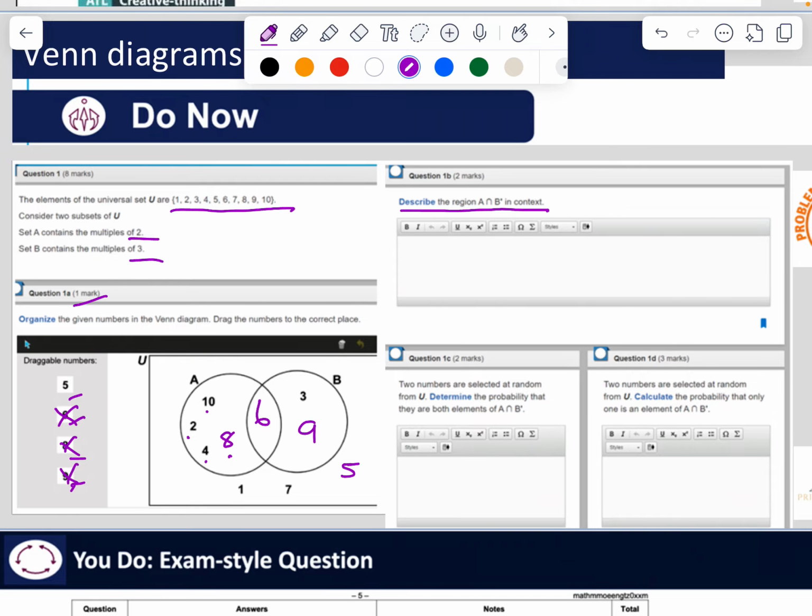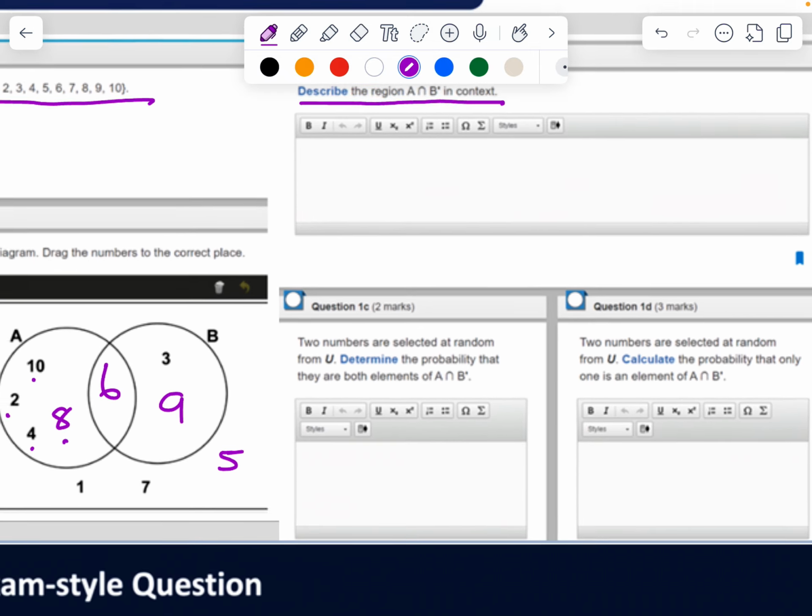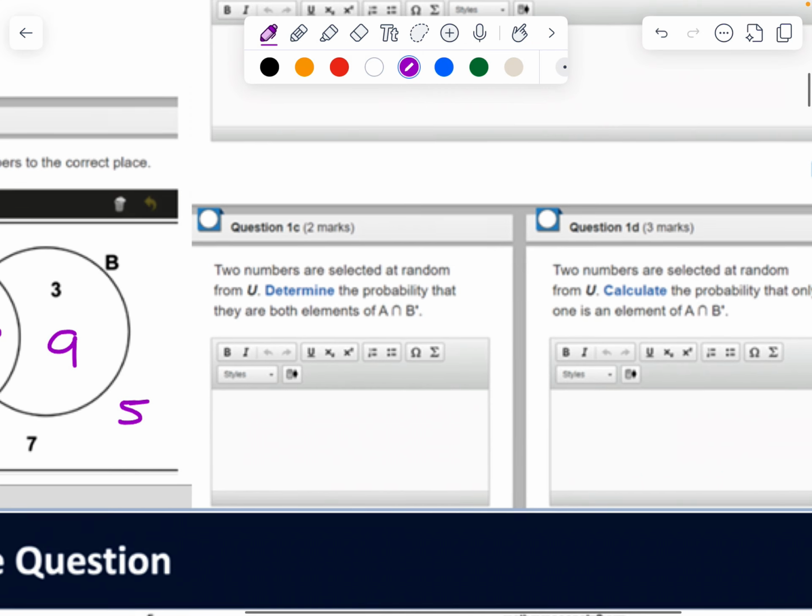Right, the next question, 1 C and D, they just go on to talk about probability. So the first one for 2 marks says 2 numbers are selected at random. So you're going to pick 1 and then pick 2. It says determine the probability that they both are elements of A and not B.